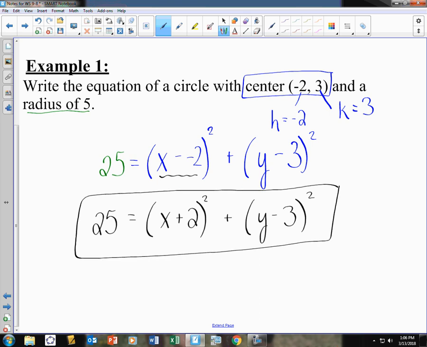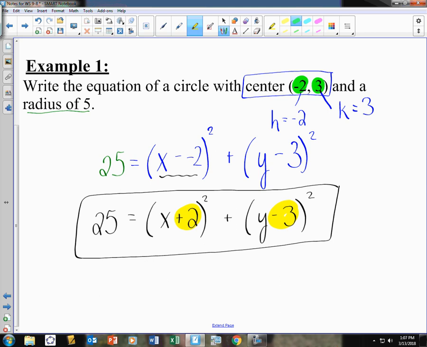Now, one thing I want you to take note of was that whole double negative situation. I want you to notice these two numbers here, and look at and see how they compare to the numbers up here.